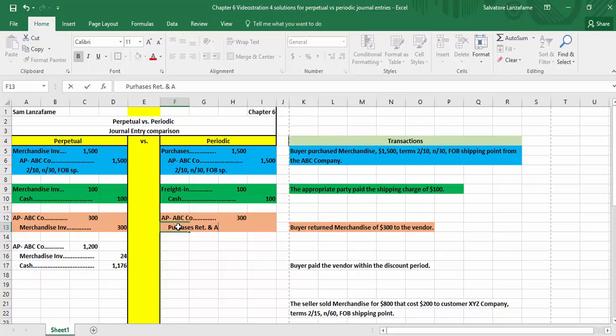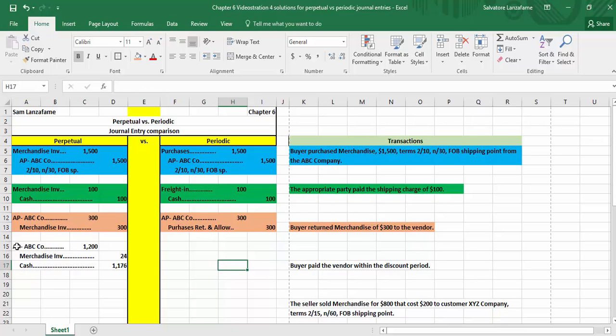and allowances. You saw something like this from a selling point of view. We had sales returns and allowances, and there was no such thing as purchase returns and allowances under perpetual. But under periodic, we have new accounts: purchases, freight in, purchase returns and allowances. Those three do not exist under perpetual. Okay? Notice merchandise inventory yet to be used under periodic.